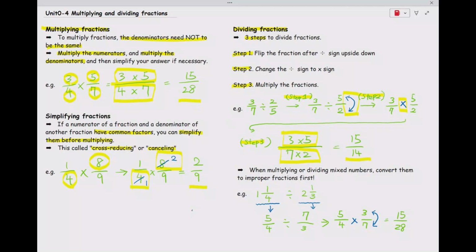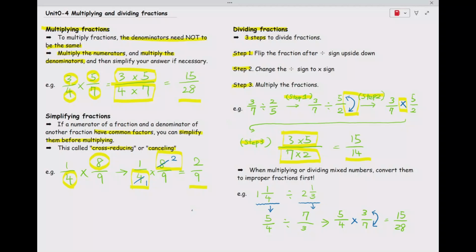Now, let's look at a more difficult example. When multiplying or dividing mixed numbers, you need to convert them to improper fractions first. Please watch my previous video if you don't know how to convert mixed number fractions to improper fractions. For example, 1 1/4 divided by 2 1/3.